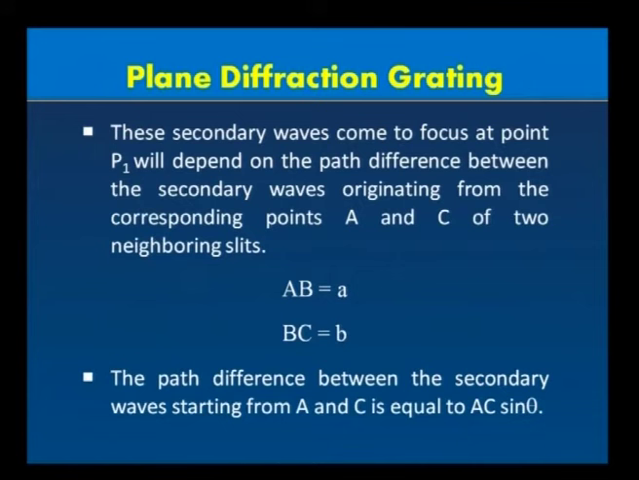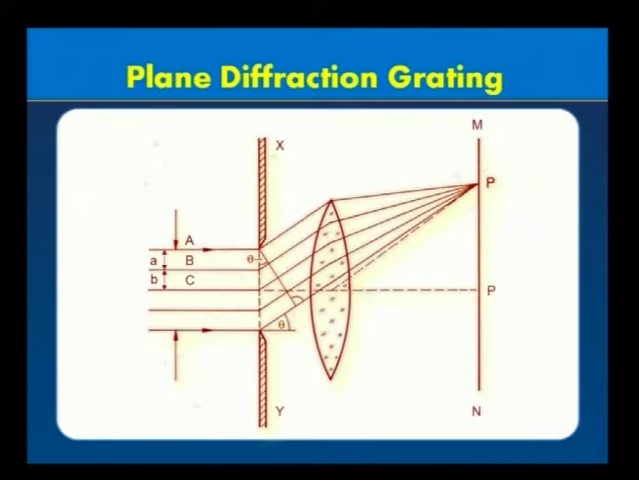The path difference between the secondary waves starting from A and C should be measured. The points A and C are the important points. You look at the diagram again. A is here and C is here. This is the path difference. You see the light beam coming here. This light ray, supposing you call this ray C, undergoes a bending, and this one also undergoes a bending, it goes like this.